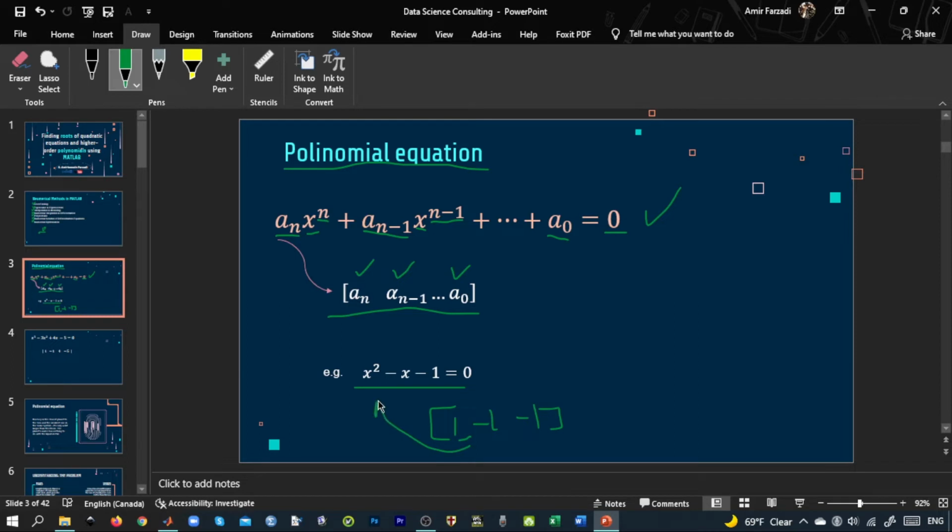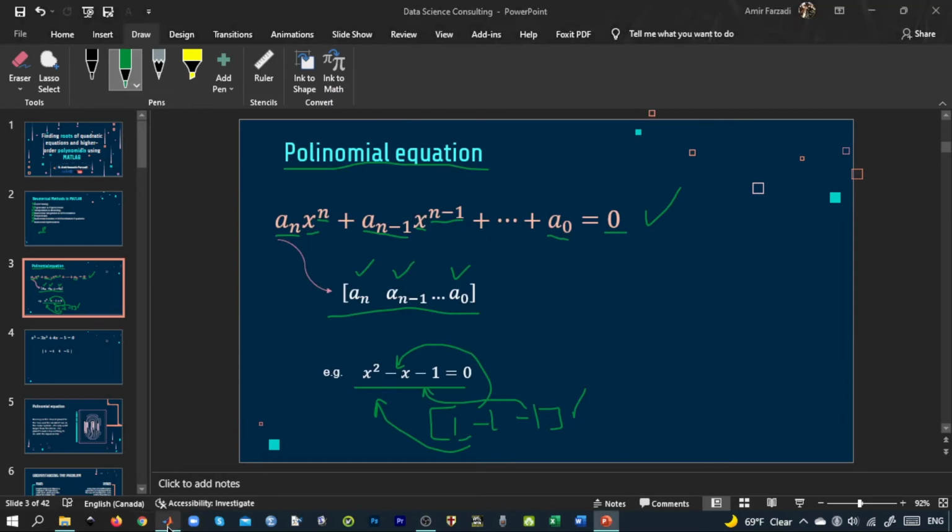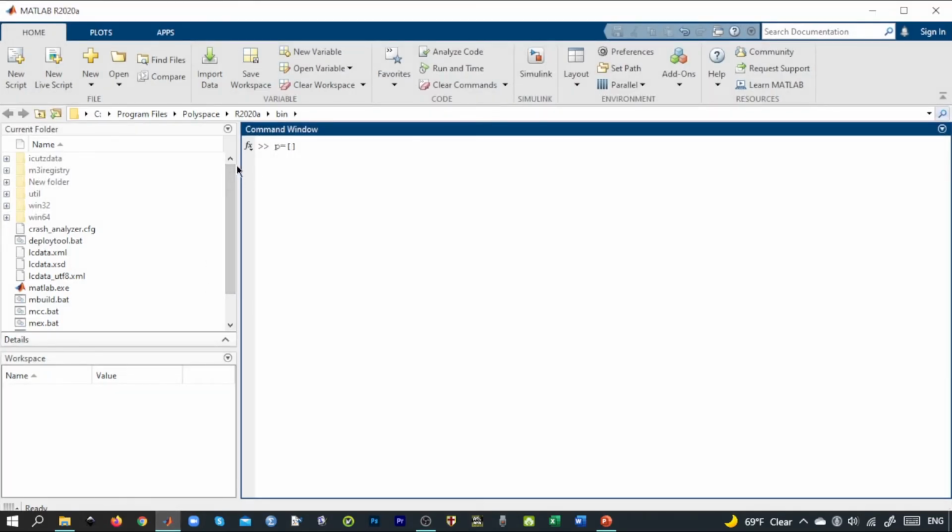You see that this is the coefficient of this term, and this is the coefficient of this term, and this is the final coefficient. We will define the polynomial using the vector 1, minus 1, and minus 1, and we will use the roots function for finding the roots of a polynomial. So let's find the roots of this equation in MATLAB right now. For example, we define the polynomial as p equals 1, minus 1, and minus 1.